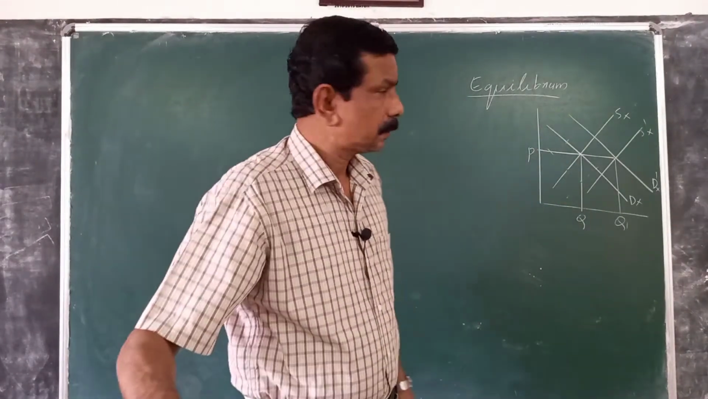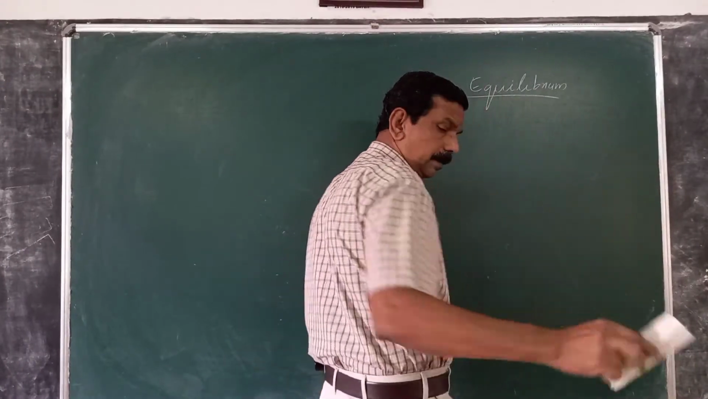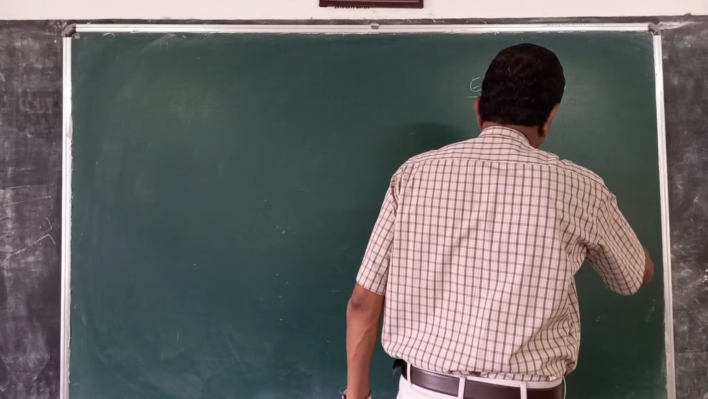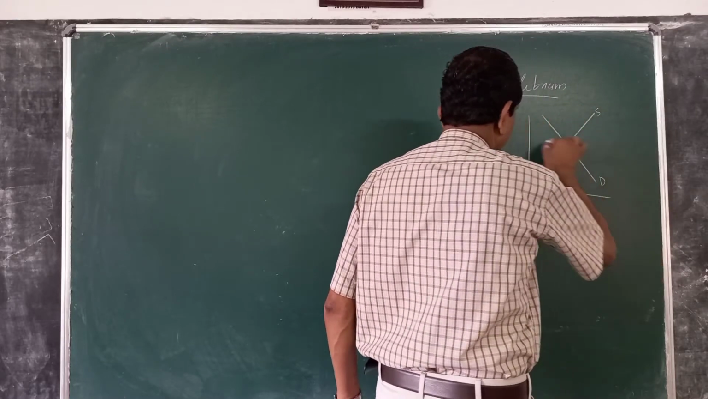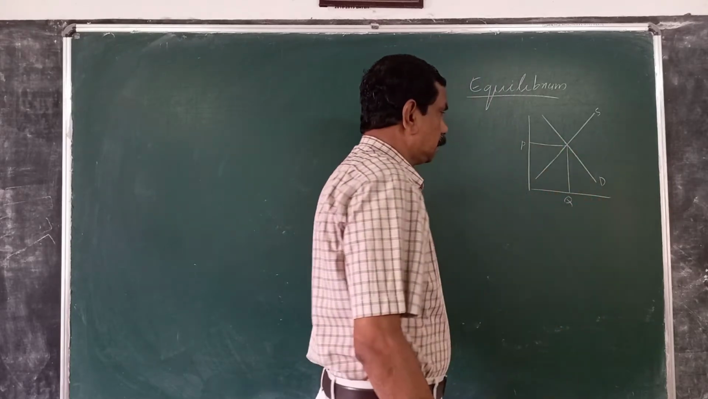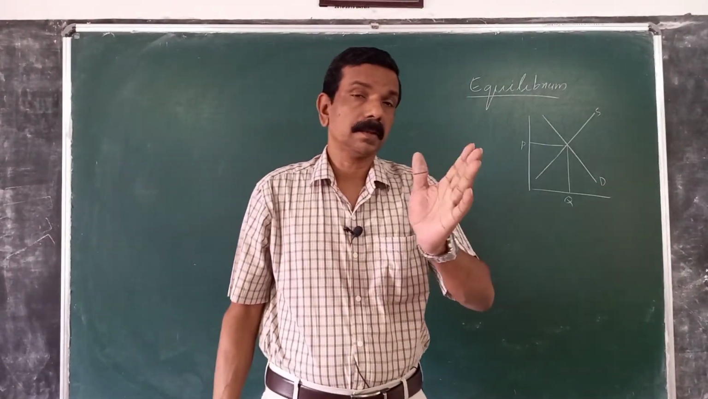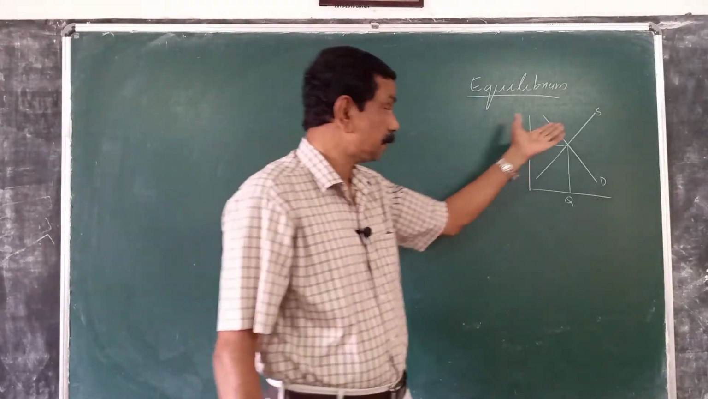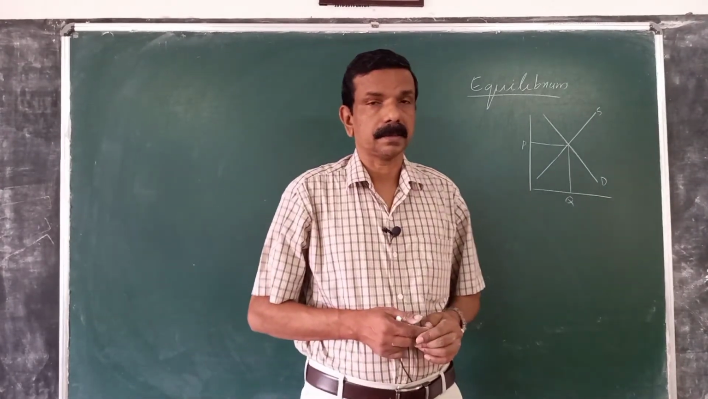Now, one more point is that equilibrium will be achieved if and only if there is no interference in the forces of demand and supply, P and Q. Suppose that the government enters and regulates the price: free price versus regulated price. Free price is the price determined by demand and supply. Regulated price is price regulated by the government.